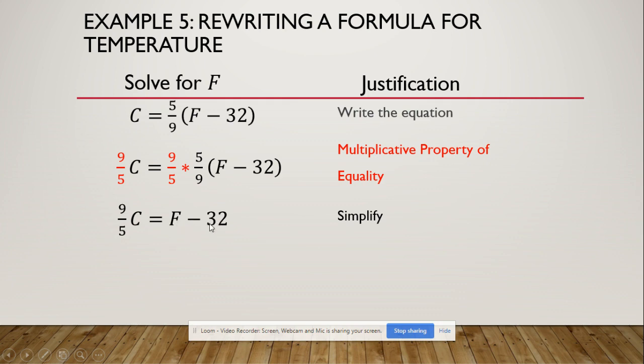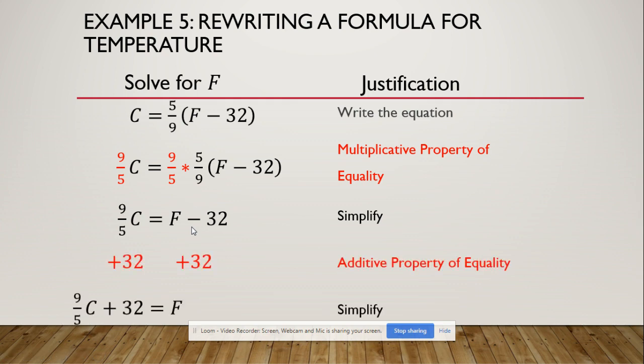Now we're ready to move the minus 32. So we'll add 32 to both sides. As we do that, we get 9/5 c plus 32 is equal to f. So now we know what the Fahrenheit is. Well, we've now got an equation that'll take any Celsius and change it into Fahrenheit. So this equation just moves in the opposite direction.